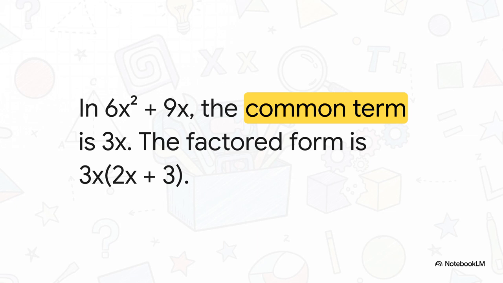Let's see this thing in action. Take a look at 6x squared plus 9x. So you just look at the two parts and you ask yourself, okay, what do these guys have in common? Well, you can divide both by 3, right? And they both have at least one x, so that's our common factor, 3x. We just pull it out front, boom, simple but so effective.